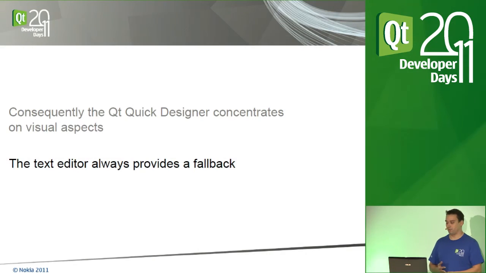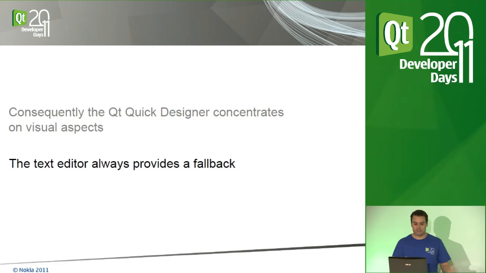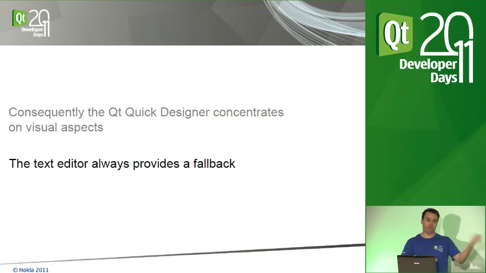Consequently, the Qt Quick Designer concentrates on visual aspects. That was another design decision we made. Basically, that means there's always a text editor, it's always a fallback, and we don't have to do everything visually, like, for example, defining control flows. You can do that in the text editor. It is a programming language, and for example, if you want to define what this button does, you can do that in the text editor. You don't have to click through dialogues and define it in a dialogue.